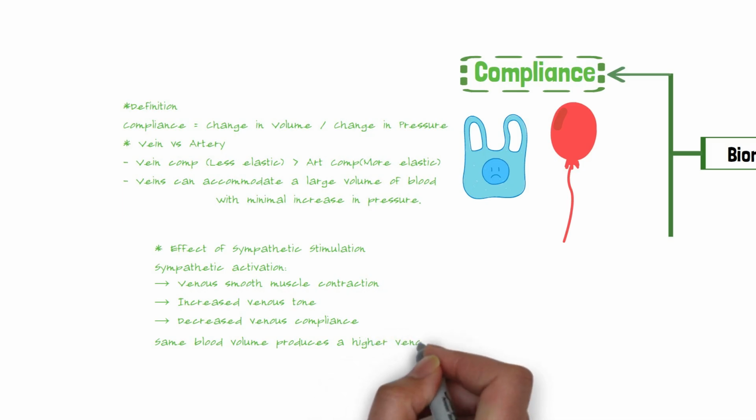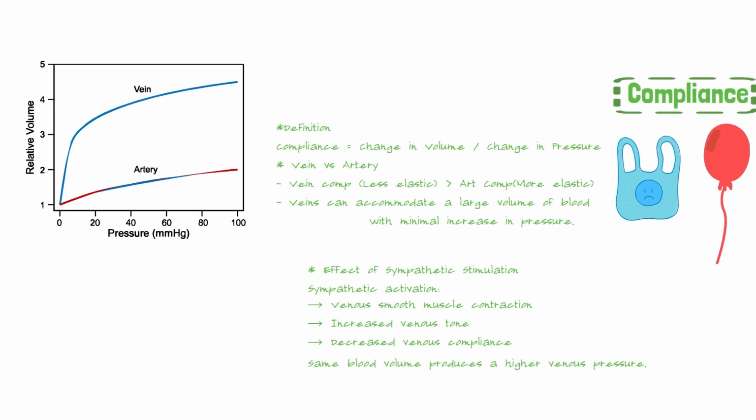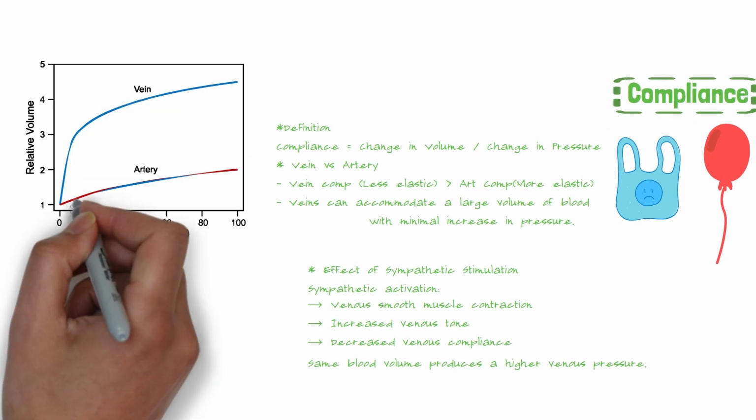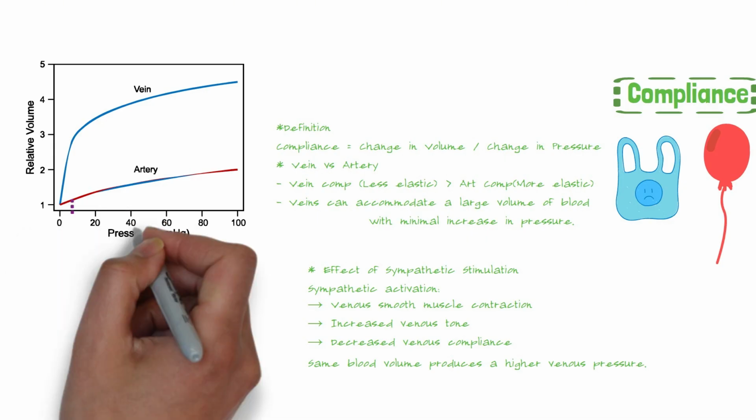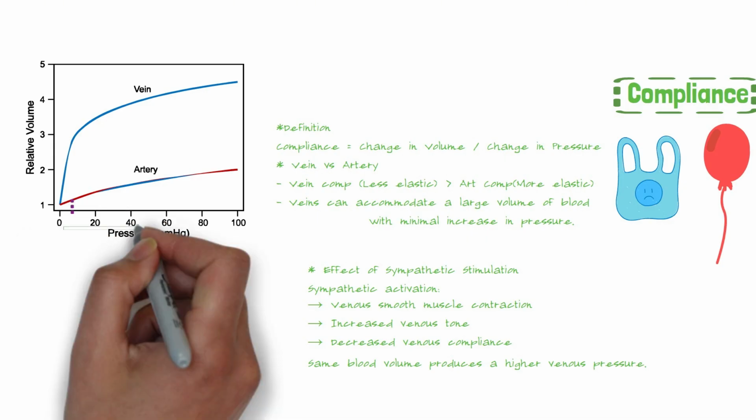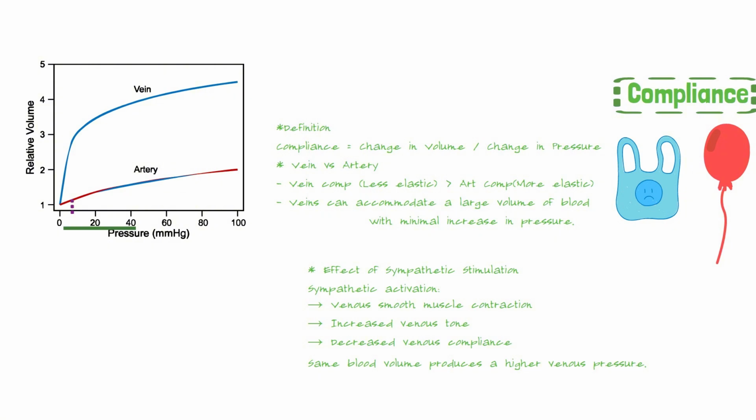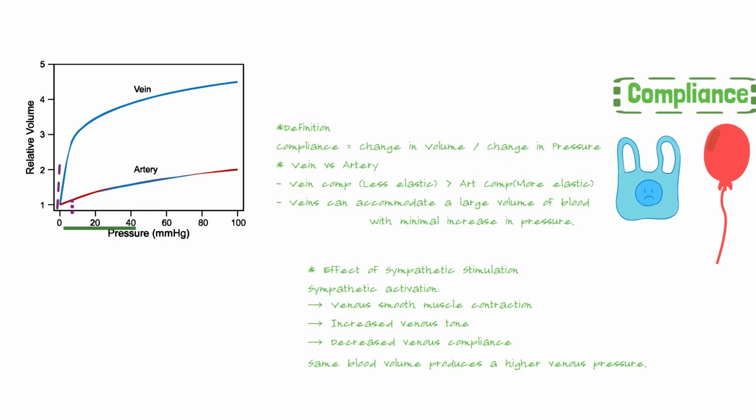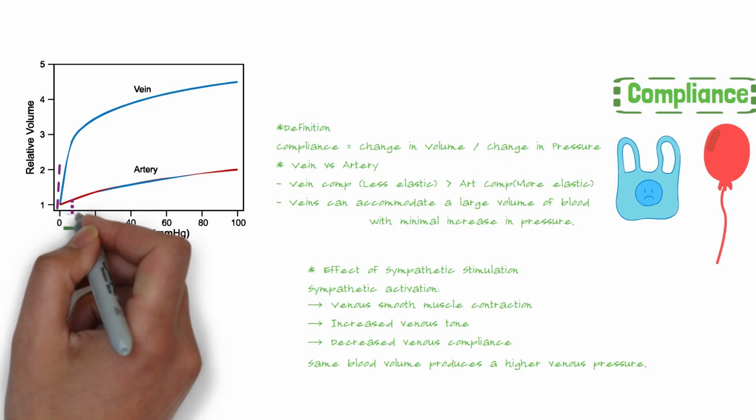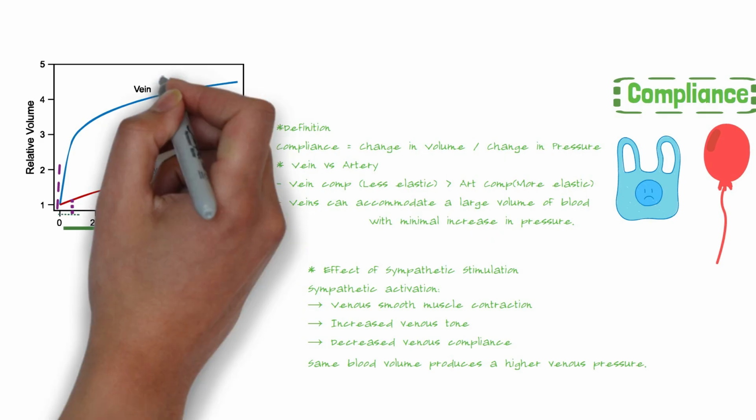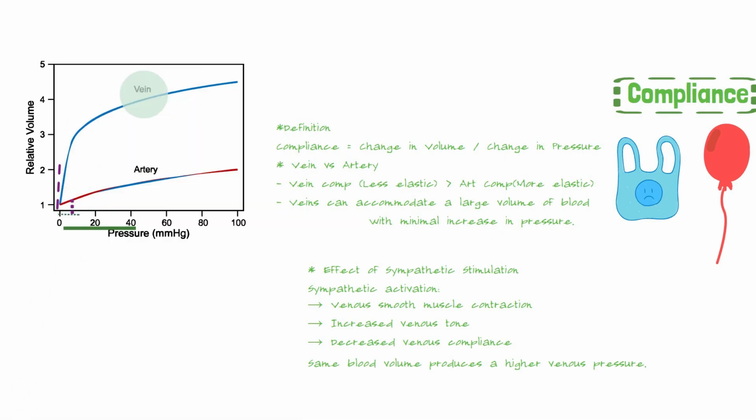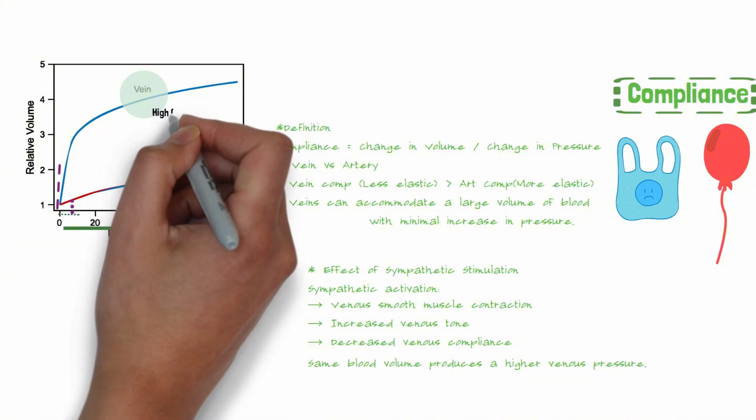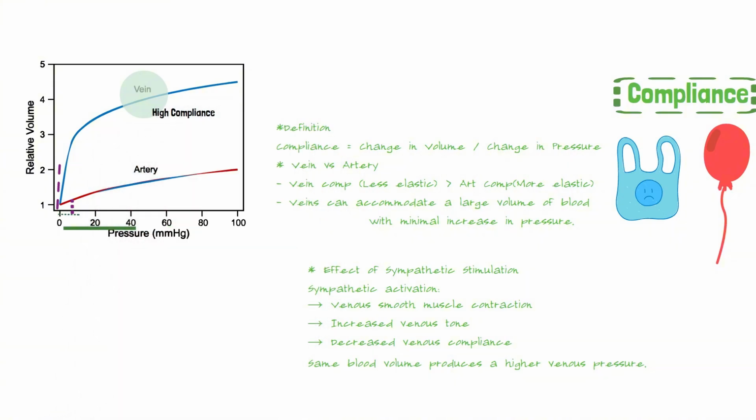As you can see from the diagram, in the artery, when the volume increases from 1 to 1.5, the pressure jumps from 0 to 40 millimeters mercury, and this means that the artery has low compliance due to the high elasticity compared to the vein. When the volume changes from 1 to 2 in the vein, the pressure rises only 1 millimeter mercury, and this is due to the high compliance, which could be explained by the thin, less elastic wall.